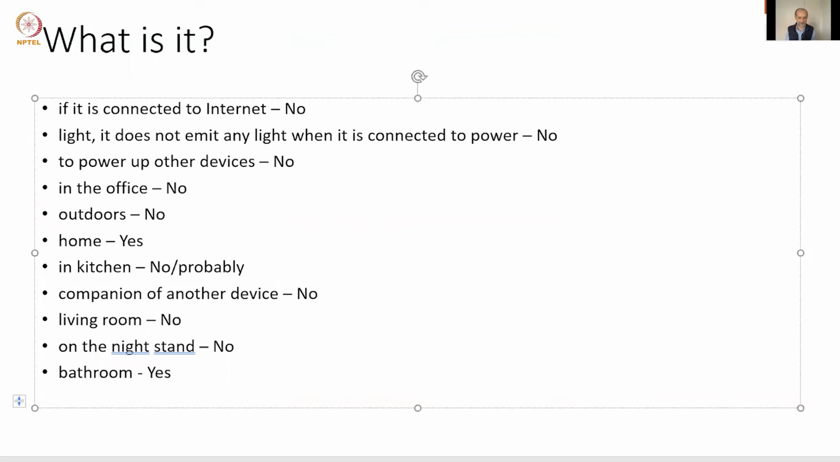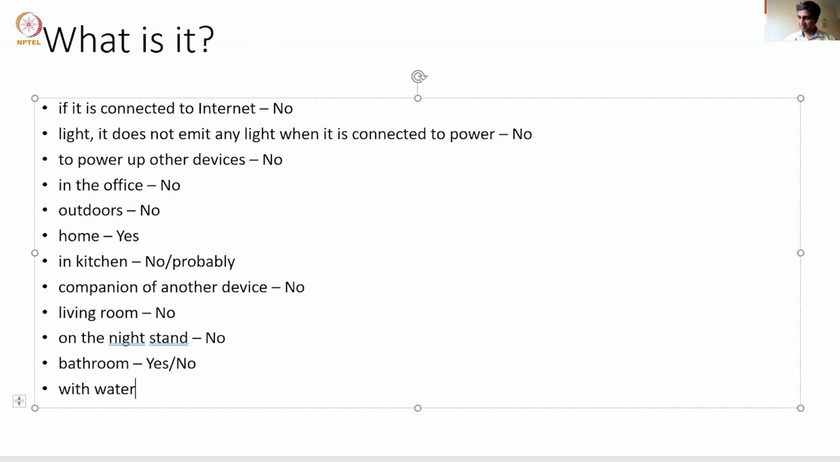More yes than no. Oh, more yes than no. Okay. This is mysterious. Kitchen, you said more no than yes, and in bathroom, it's more yes than no. Good. Is it something to do with water? Yes, it is. Aha. Okay, something to do with water.